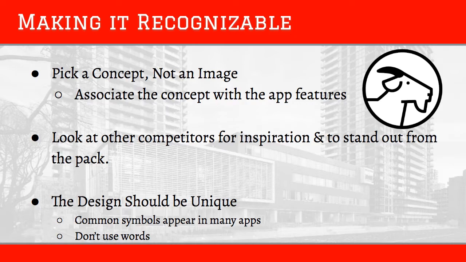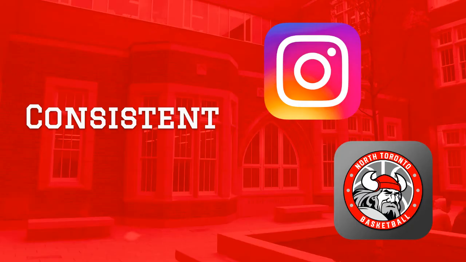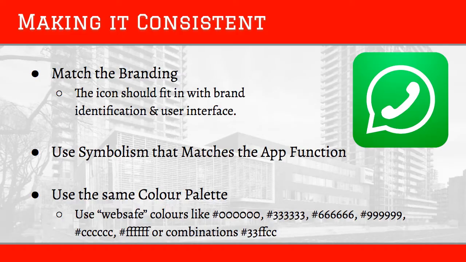It should be unique. Try not to have any words in it. I know Goat has an all black icon now. To me, their old one with an actual goat in it communicated their name in a way that was simple yet memorable. Something that's consistent. The Instagram icon and the Instagram colors appear everywhere. For North Toronto basketball, we have a logo. Those colors, that logo can appear anywhere, so it definitely would fit in on an app.